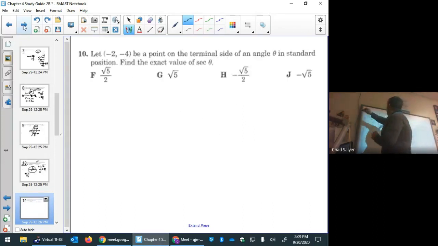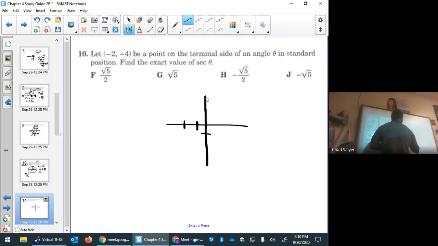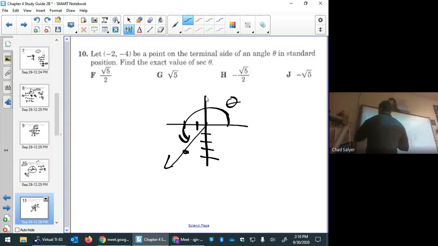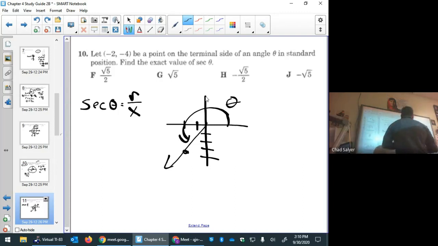Number 10. Let -2, -4 be a point on the terminal side of an angle. So we've got this angle, theta. Find the exact value of the secant of theta. So 10, we'll remember that the secant of theta is the inverse of the cosine, because the cosine is x over r. So this is r over x. We need to find r.